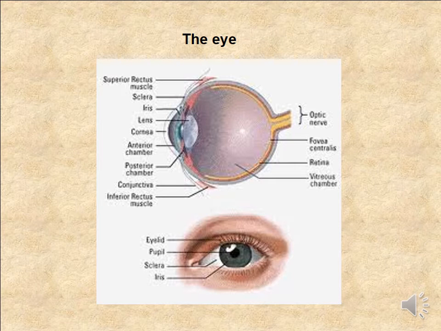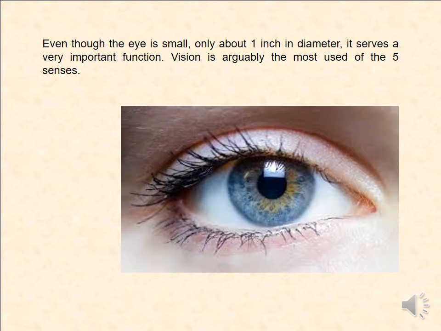The one important structure related to the face is the eye. Even though the eye is small, only about 1 inch in diameter, it serves a very important function. Vision is regularly the most used of the 5 senses. We have 5 senses, and one of the important senses is vision, how a person can see through the eye.